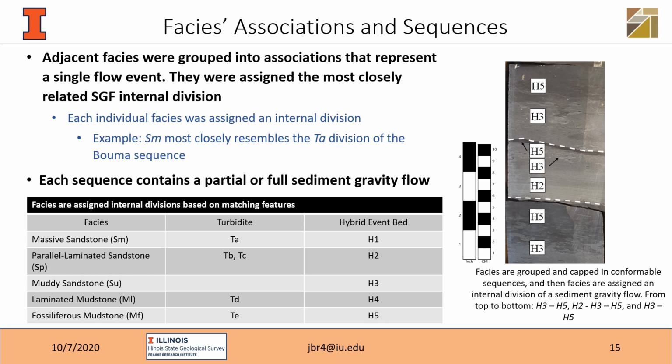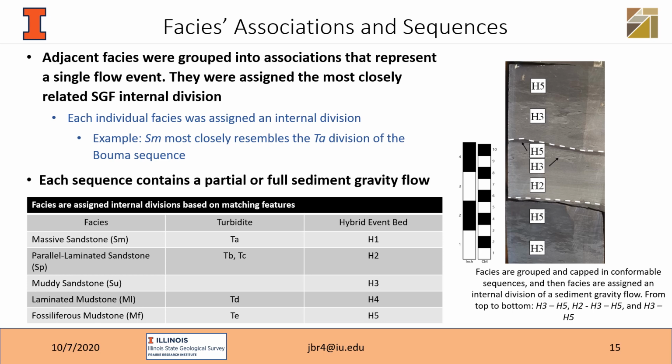With our facies described, we initiate the process of identifying sediment gravity flow end members in the core. This starts with assigning a facies to all the areas of the core. Then we break these facies into groups or associations that capture a single unconformable flow event. With the facies fragmented, we begin assigning an idealized internal division of a sediment gravity flow to each facies. As an example, the massive sandstone facies discussed earlier show similar sedimentary features, grain size, and vertical extent to both the TA division of the turbidite and the H1 division of the hybrid event bed.